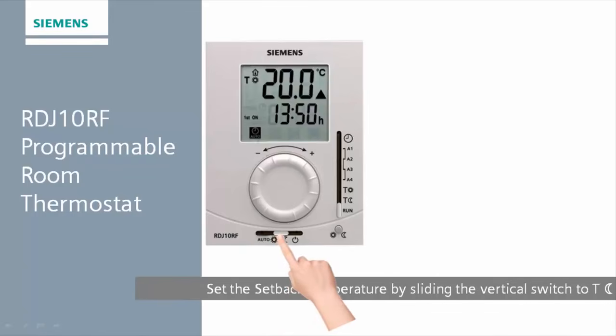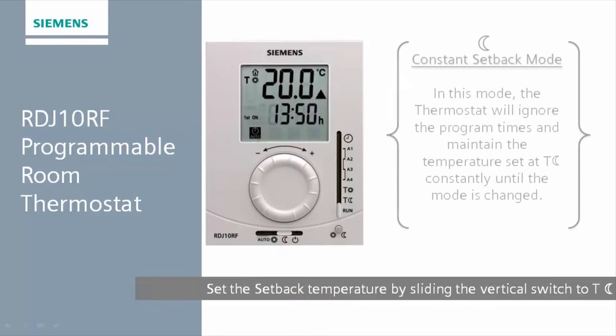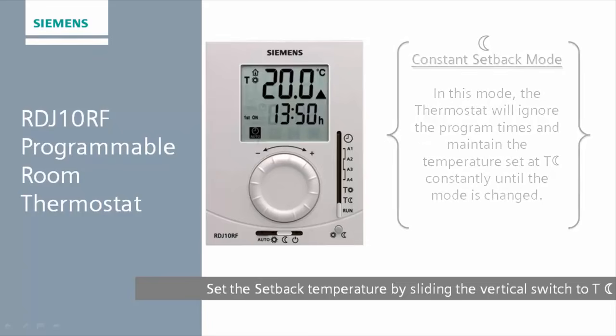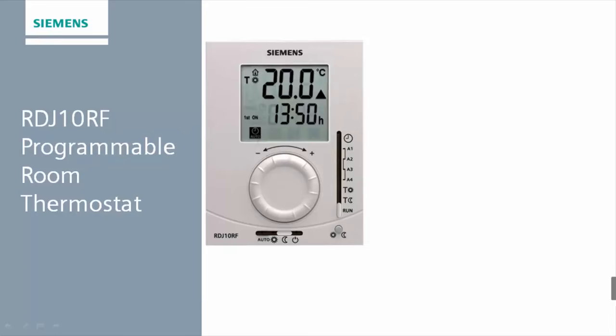The moon symbol represents constant setback or economy mode. This mode will maintain the temperature set at T-moon. In order to set and change the temperature, you will need to move the right-hand side vertical slide switch up to T-moon. The current temperature setting will flash. To make changes, use the rotating dial again. Move the vertical slide switch to run to enable changes to take effect.